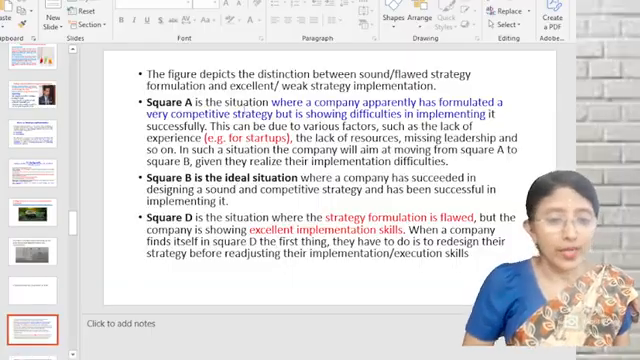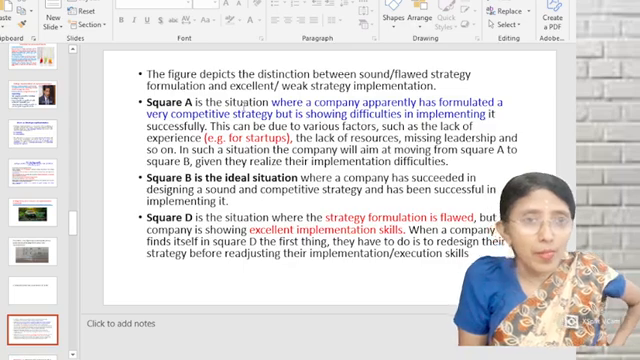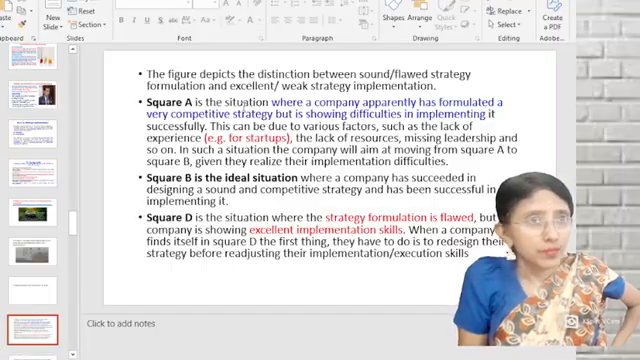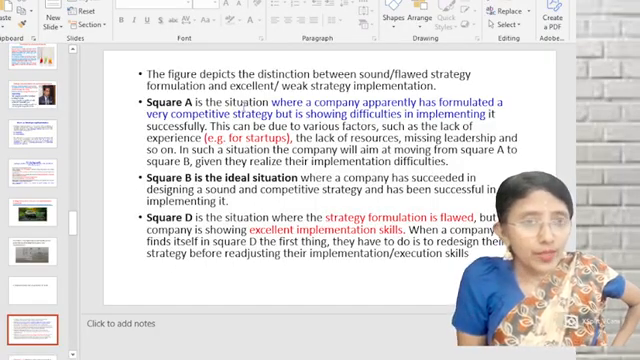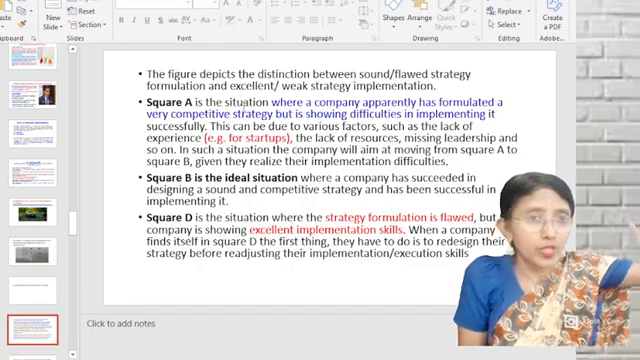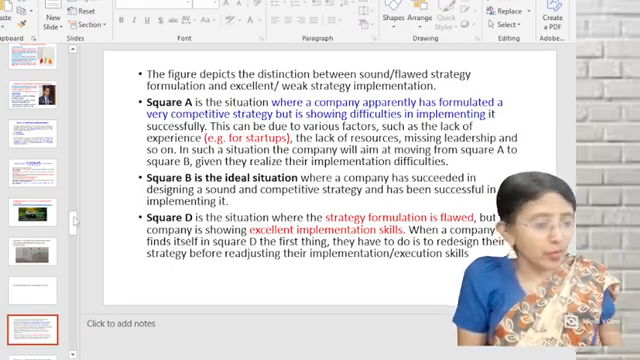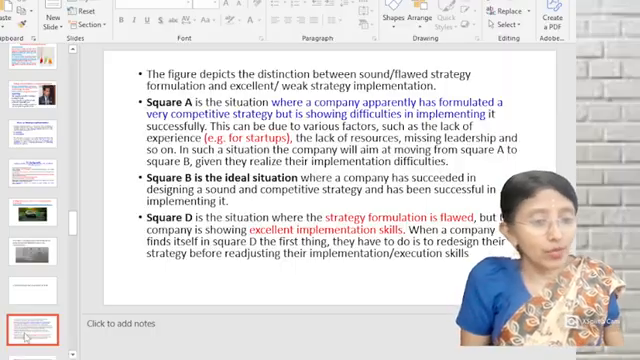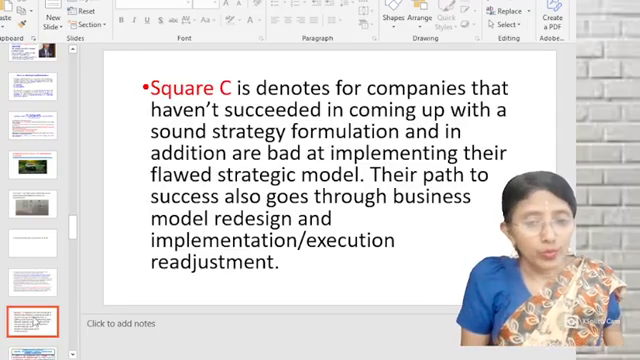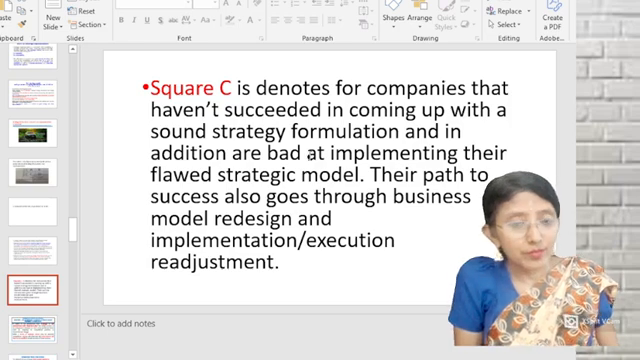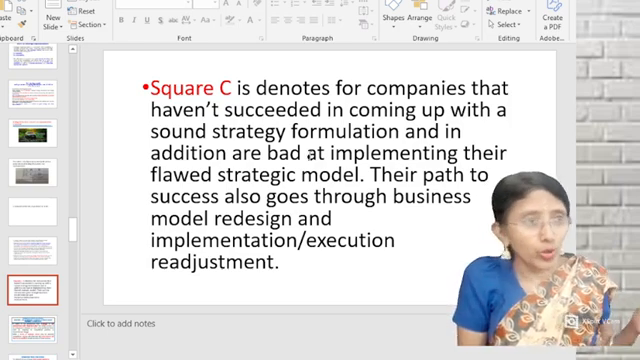Very good. So look at A. What is the situation in A? Sound formulation, weak implementation. B is correct. What about D? What combination? Flawed formulation, excellent implementation. So you are able to understand that. Like that you have to remember that part. Now, what is C? Flawed formulation and weak implementation. C only one. They are bad in both.